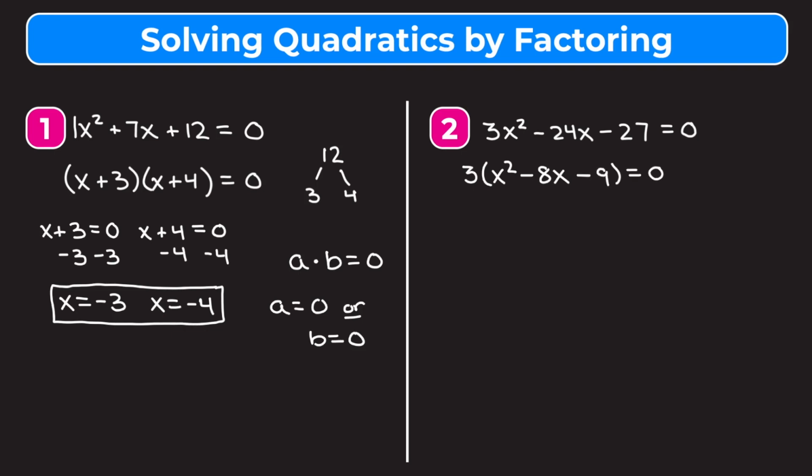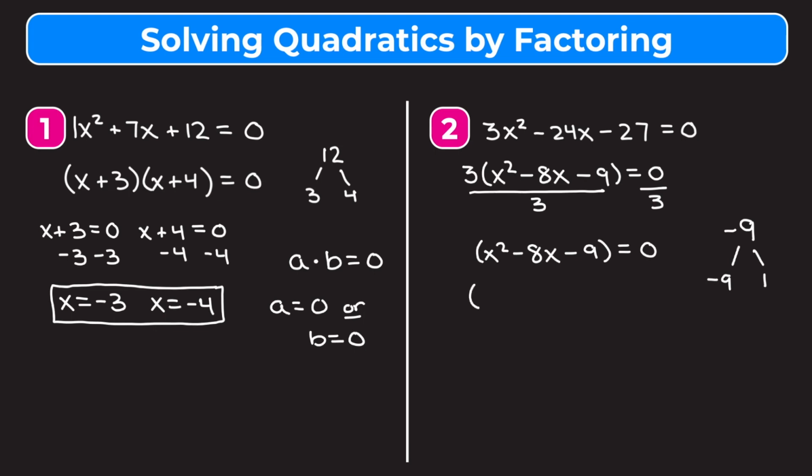Now we can get rid of this 3 by dividing both sides of our equation by 3. On the left side, 3 over 3 is 1, so I'm just left with x squared minus 8x minus 9. And on the right side, 0 divided by 3 is just 0. Now I'm going to factor this similarly to how I factored example 1. I need two numbers that multiply to negative 9 and add to negative 8. If you take a second and think about it, we should get negative 9 and positive 1.